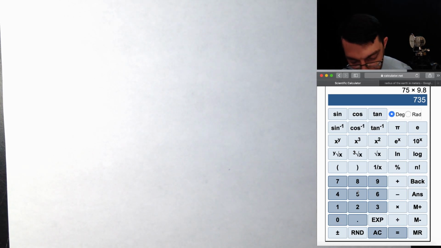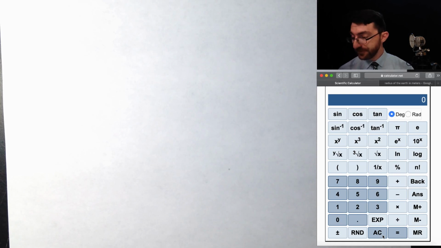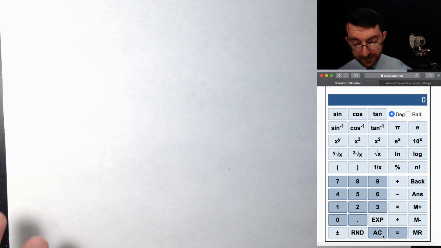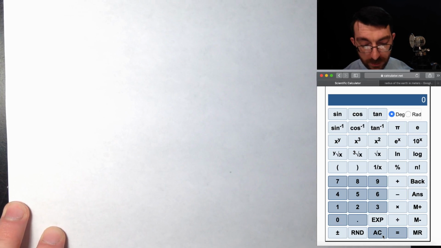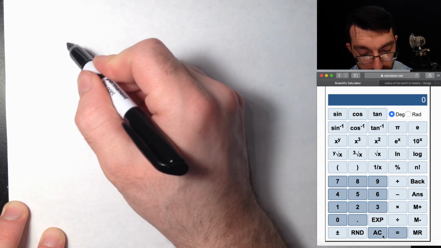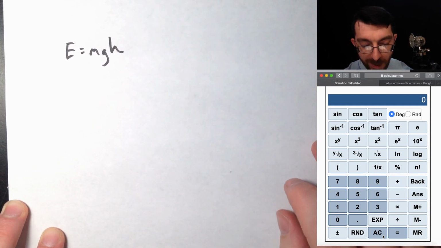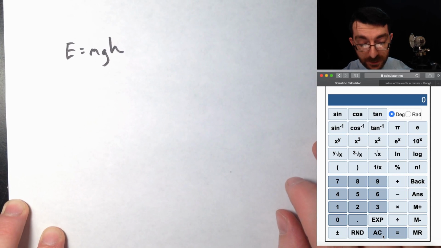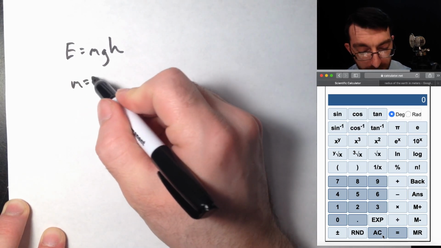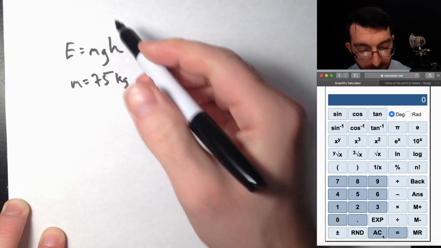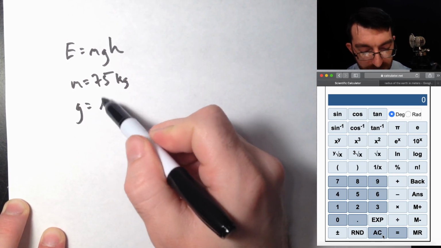But what would it take to jump into space? I actually want to show you how that gets calculated. It gets calculated like this. Okay, so if you were to take this equation, E equals mgh, and basically ask the question, so I have a mass of 75 kilograms, and we're on the Earth, so g is equal to 9.8.